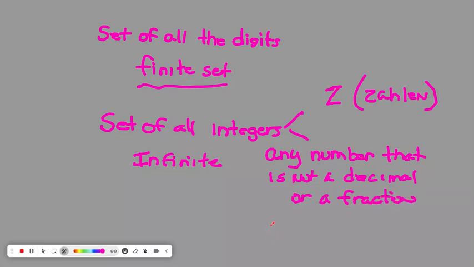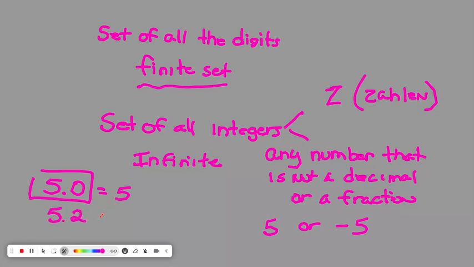Like 5 or -5. They're integers. There's no point to it. And I mean no point, no decimal point. But actually 5.0 is an integer because it's just 5, right? But 5.2 is a decimal, so it's not an integer. On a number line, you can go from -infinity to infinity, and you have all those integers in between. It's an infinite set.